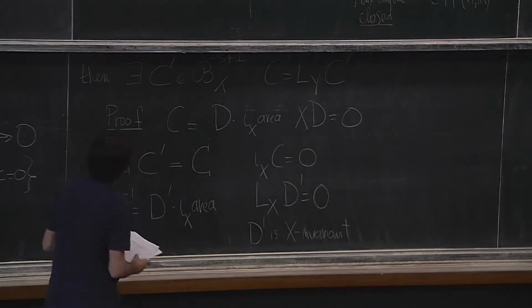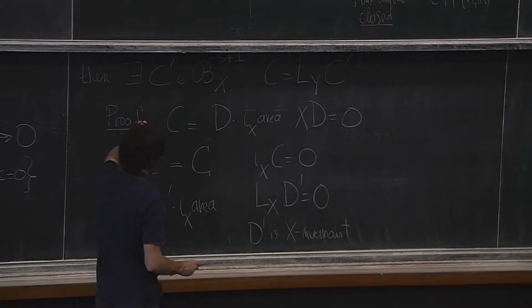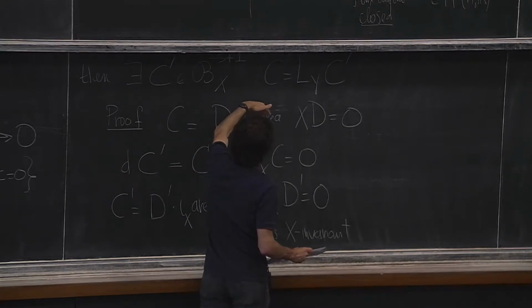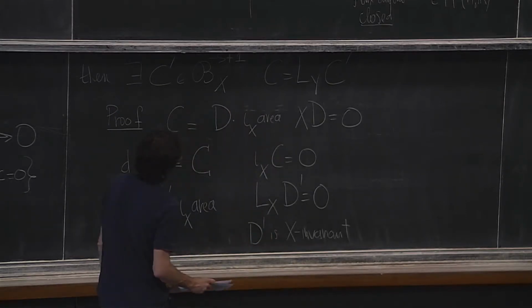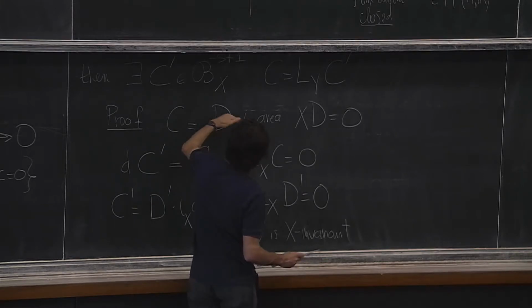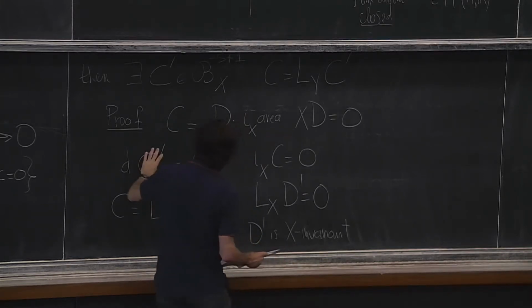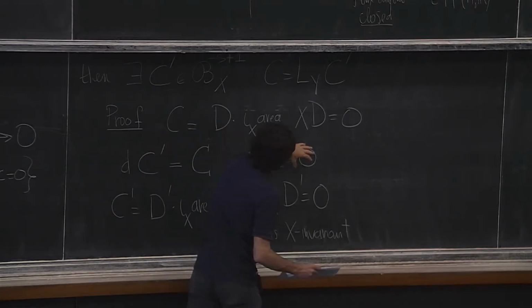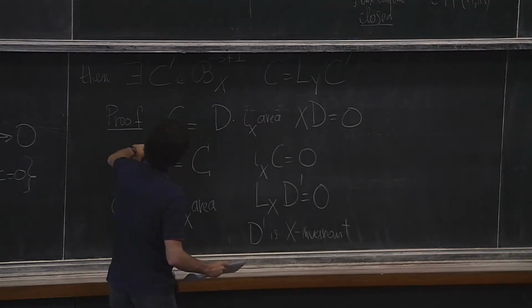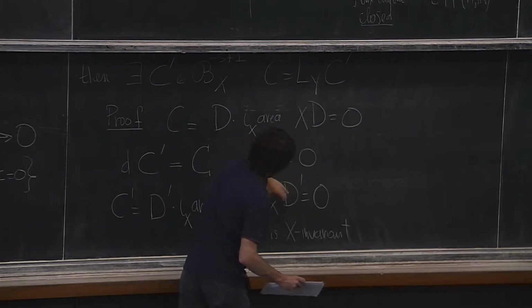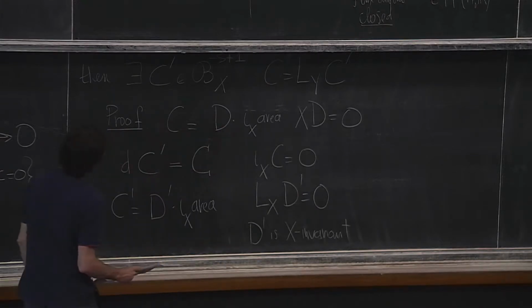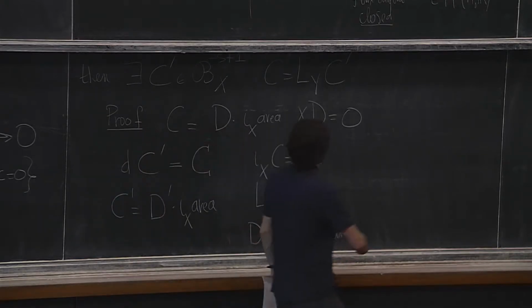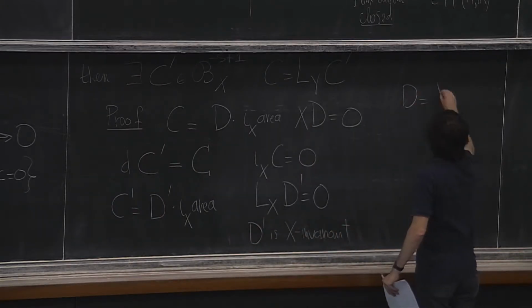So if you write it in coordinates, it becomes pretty clear. The fact that i_X area is basically dx or dy, depending on your coordinates. And if you look at what this differential gives, C prime cannot contain the other differential. And then you have the contraction giving you 0, since this is a derivative, then you obtain that D prime is also X invariant. And then once you have that, this differential can only contain Y derivative. So you get basically that D is equal to Y D prime.